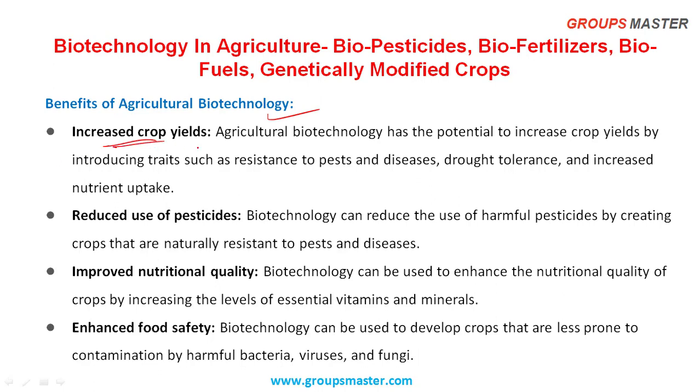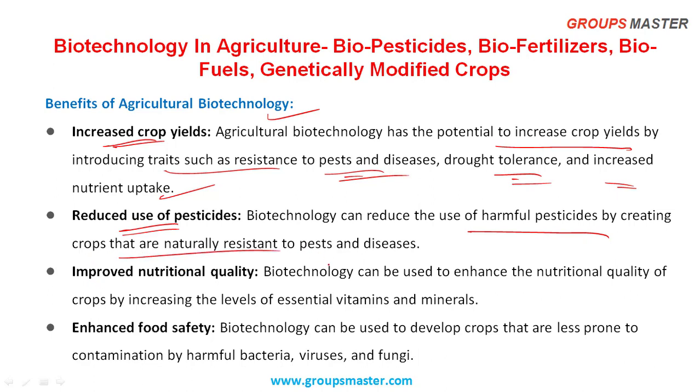First benefit is increased crop yields. Agriculture biotechnology has potential to increase the crop yields by introducing traits such as resistance to pests and diseases, drought tolerance and increased nutrient uptake. Next benefit is reduced use of pesticides. Biotechnology can reduce the use of harmful pesticides by creating crops that are naturally resistant to pests and diseases.